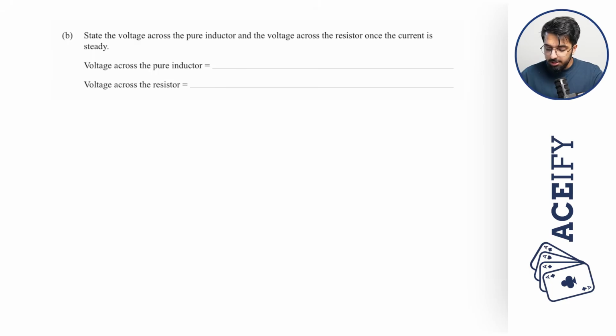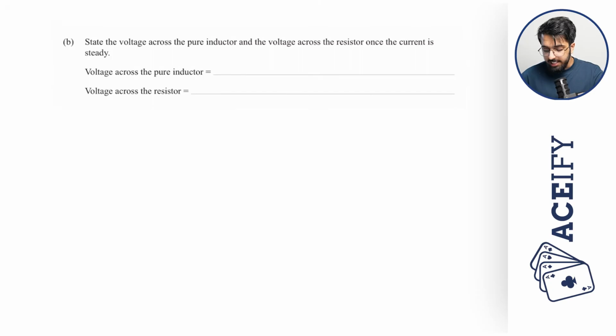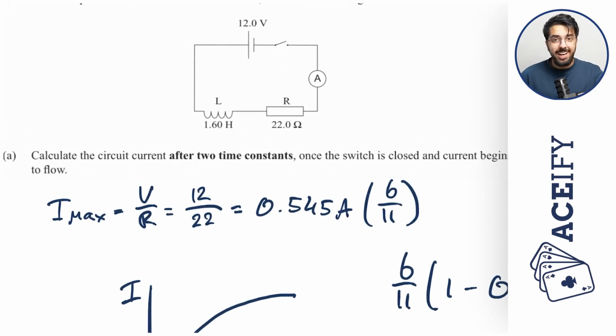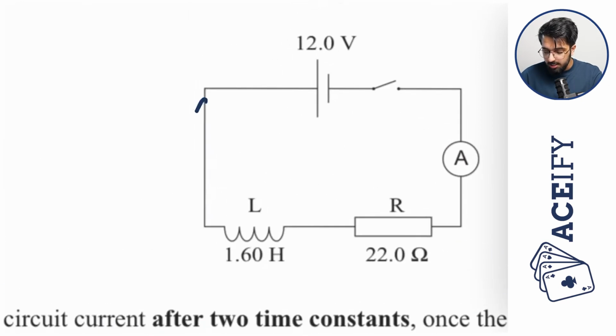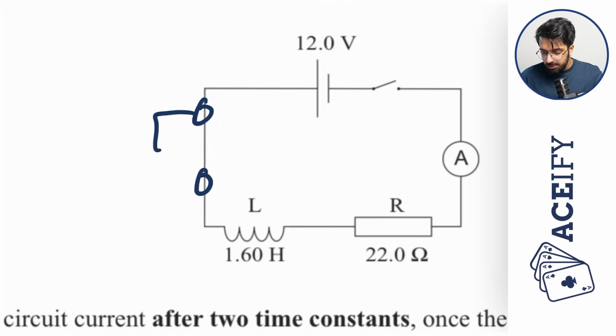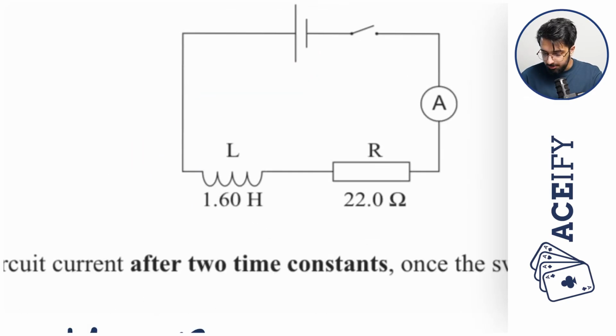State the voltage across the pure inductor and the voltage across the resistor once the current is steady. Okay, like I said, once the current is at a max value and it's steady, the inductor acts like an ideal wire. And as we know, if we measure the voltage across any two points in an ideal wire, this voltage is going to measure as 0 volts. And so if our inductor acts like an ideal wire, the voltage across our inductor is also going to be 0 volts.